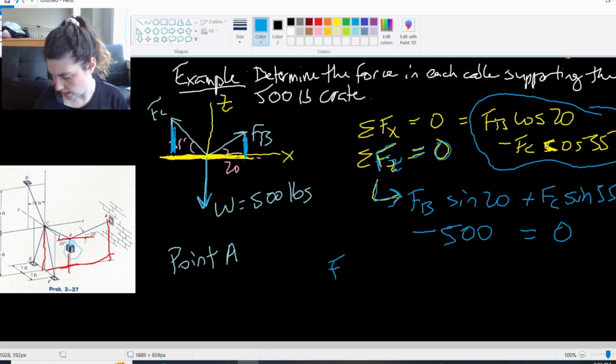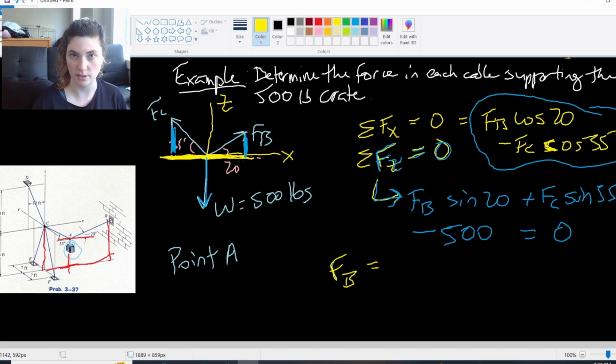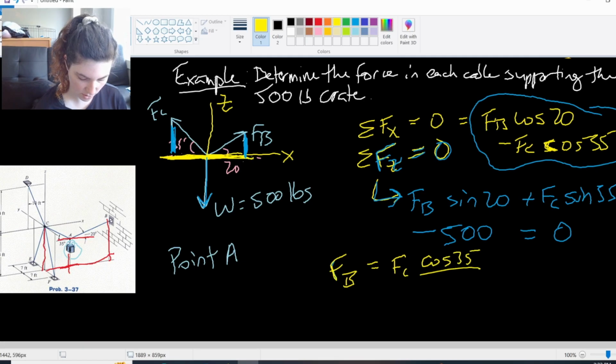So I'm going to say fb equals, maybe it would make more sense if I did this in yellow, just to be consistent here. All right, fb equals, if I add fc cosine 35 to the other side, then I divide everything by cosine 20, fc times cosine 35 over cosine 20. So now I have this relationship of fb to fc.